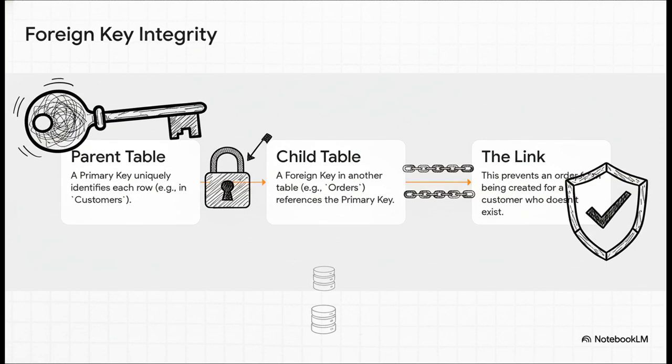And here's exactly how it works. Step 1, your customers table has a primary key that makes every customer unique. Step 2, your orders table has a foreign key that points back to that customer's primary key. And step 3, the database itself enforces that link, making it impossible to create an order for a customer who doesn't exist. It keeps your data clean and trustworthy.